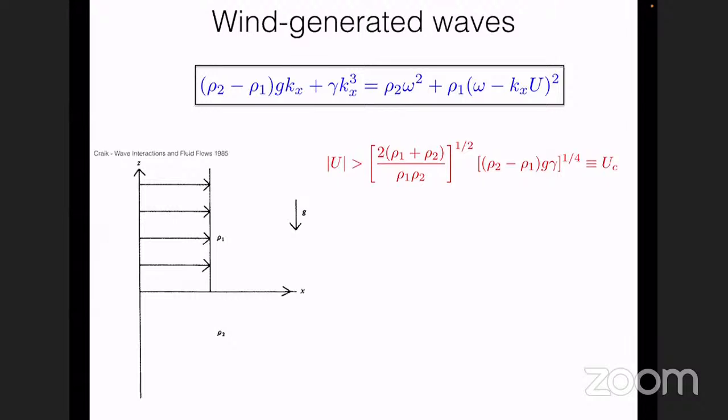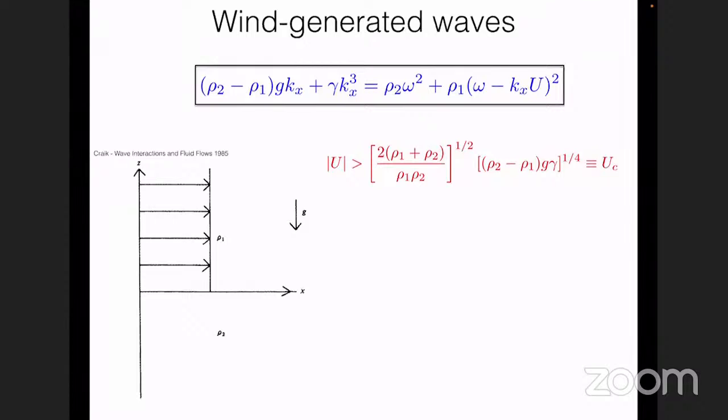Any answer for it? Around 7 meters per second. That sounds right. Yes. So a bunch of you are getting around 7.37 meters per second. So that tells you that you need the wind to actually blow with approximately 7 meters per second in order for the waves or this instability to set in.